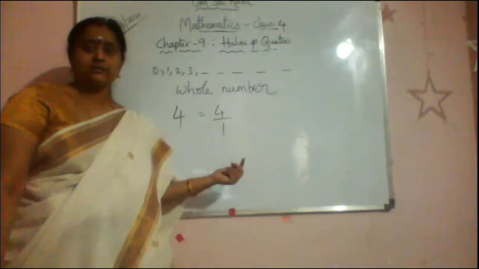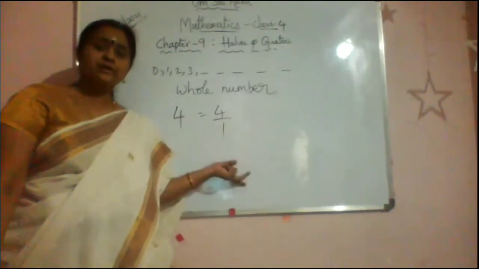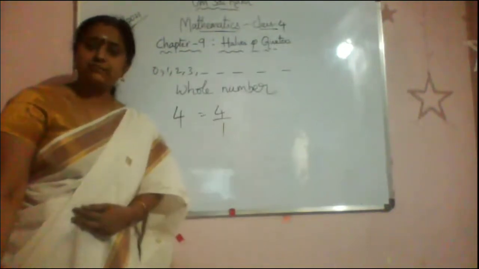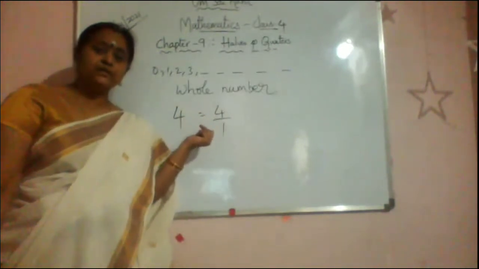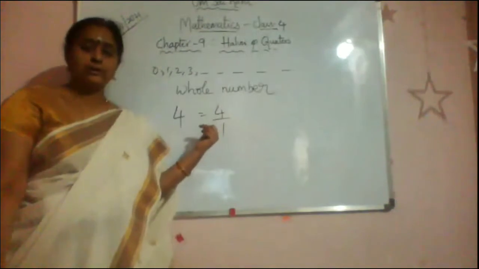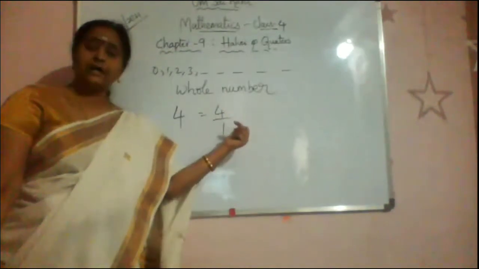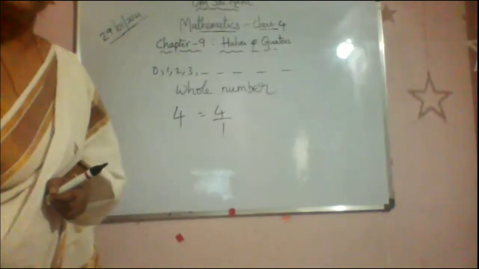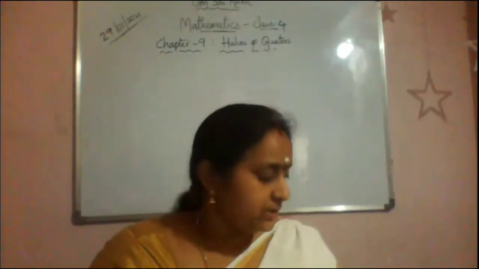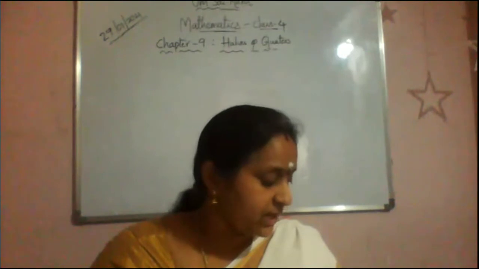Like that, when we multiply or divide any number by 1, we will get the same number, that we know. So if you are going to write any whole number in fractional form, in the denominator we will get 1. Just remember the point. All of you open your textbook page number 104.